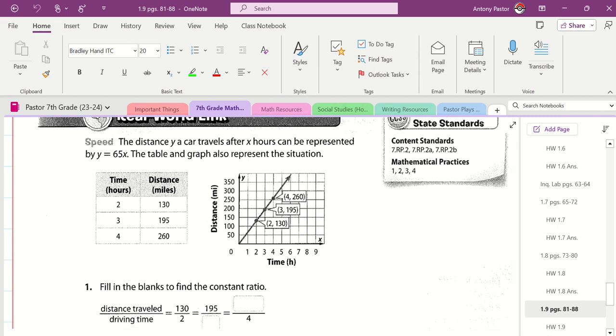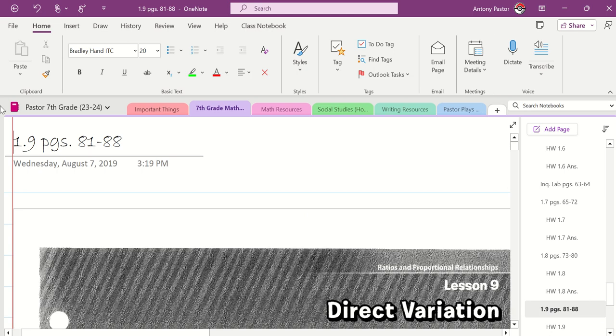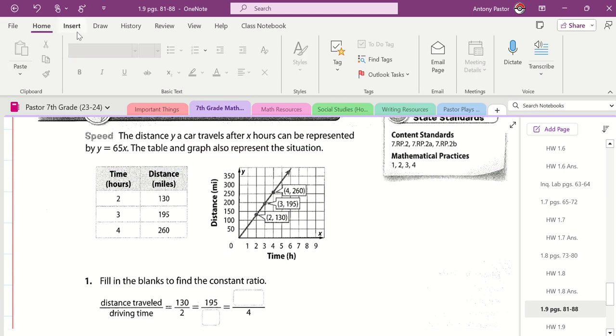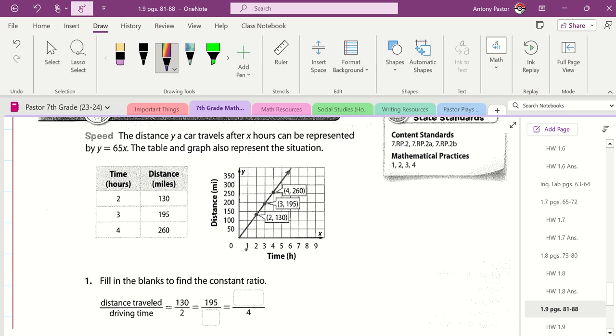So over time, in 1 hour, we would have traveled right there, and this would be representative of 65 miles. Remember, this is going up by 65 each time. 2 hours was 130, 3 hours was 195, 4 hours was 260.